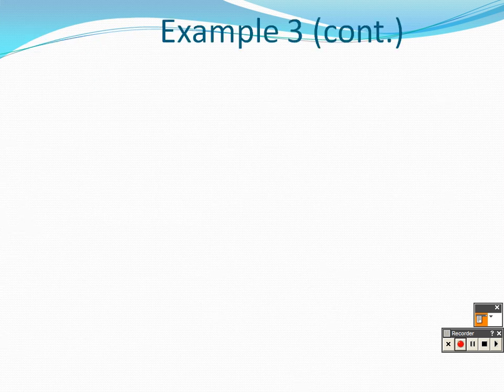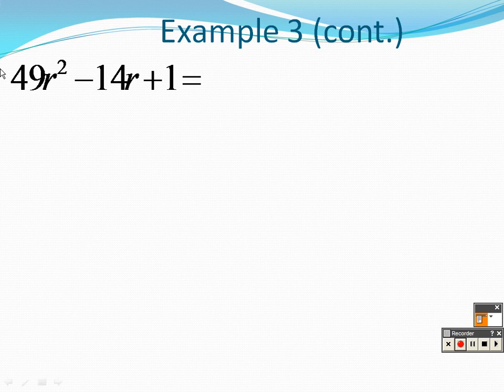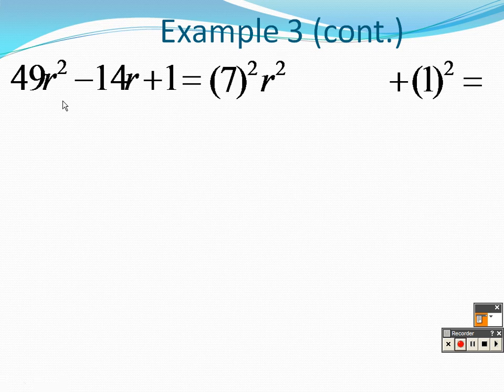Holy mashed potatoes. Looking at this one, can you rewrite the first and the last term as something squared? Well, 49 you can, right? 7 squared gives you 49. And 1, can you rewrite 1 as something squared? Well, most people forget this, but yeah, you can. You can rewrite 1 as 1 squared. So you have a 7r squared, and you have a 1 squared.